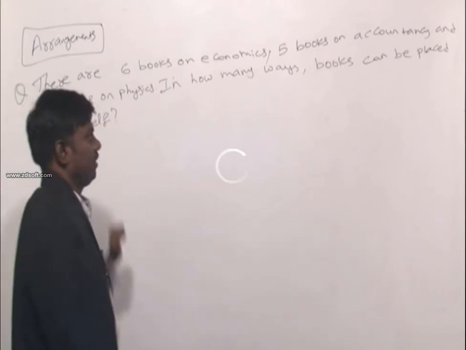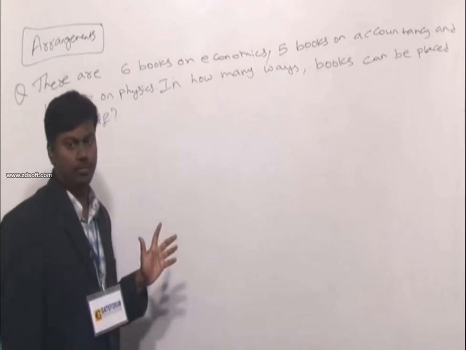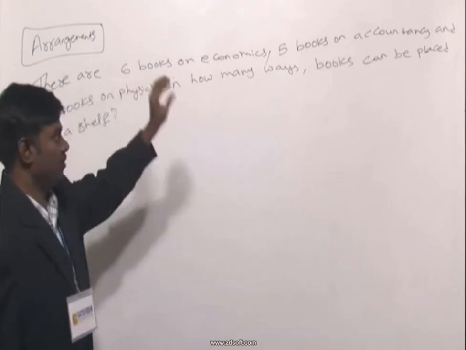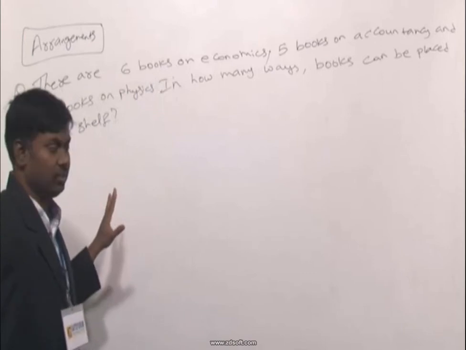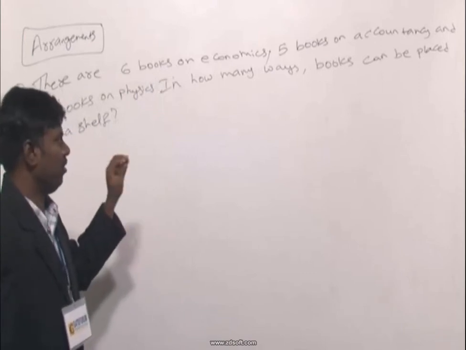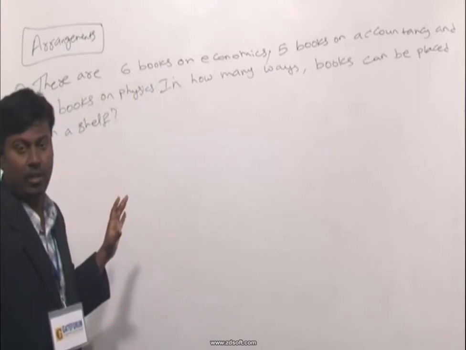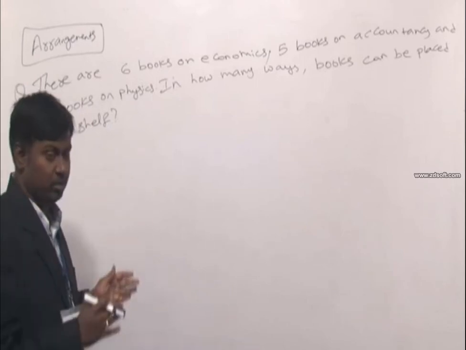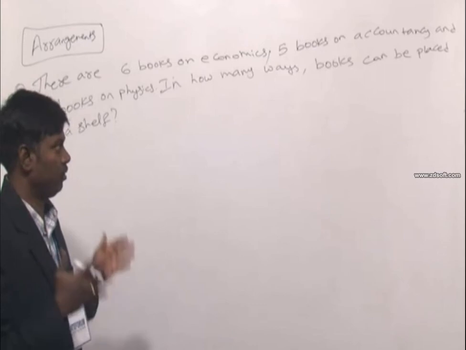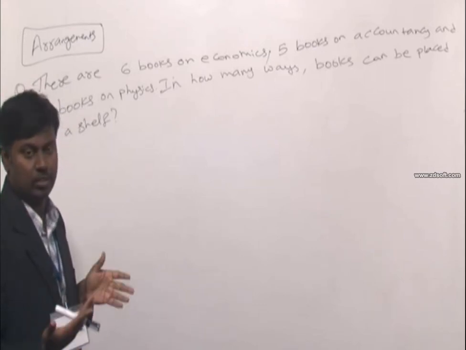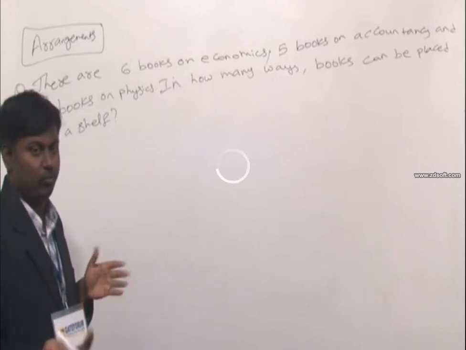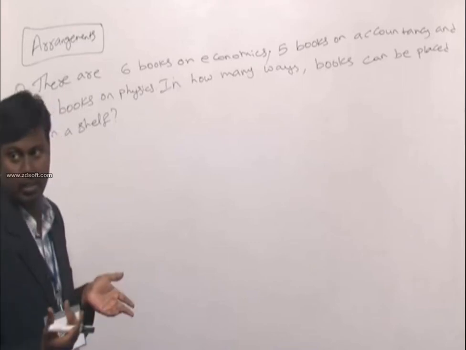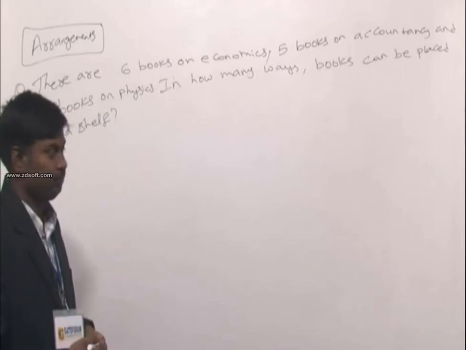This question is a bit tricky because I mentioned 6 books on economics, 5 books on accountancy, 4 books on physics. I just asked in how many ways they can be placed in a shelf. I did not ask you that books on economics should be placed separately, books on accountancy should be placed separately, books on physics should be placed separately, right?